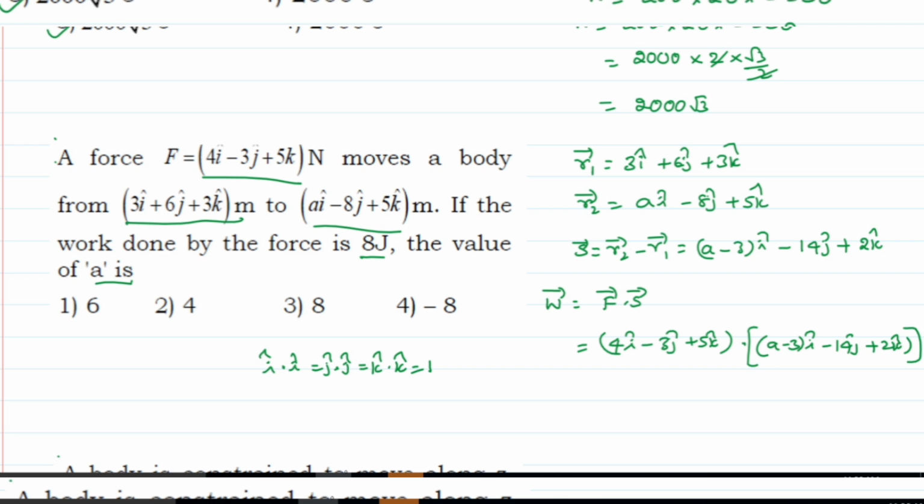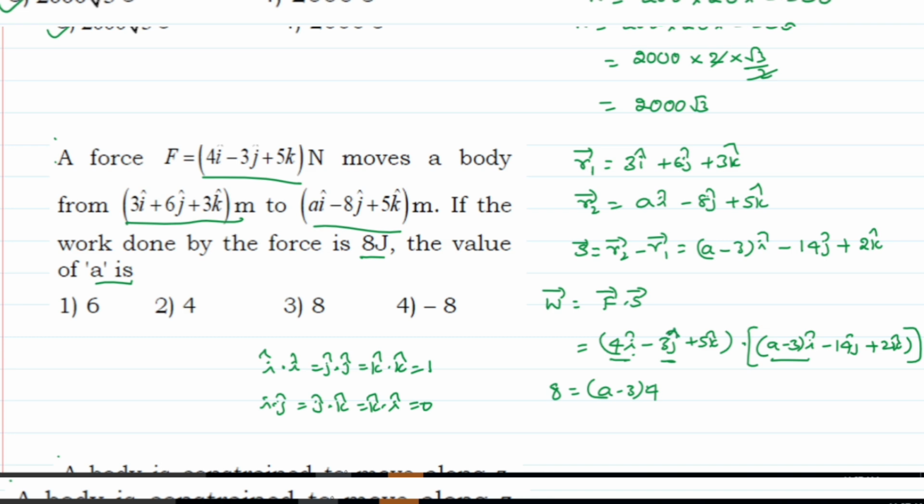Now just simplify this equation. Work done is already given as 8 joules. Do this dot product. Here we get (a minus 3) and 4, so (a minus 3) into 4, since i cap dot i cap is 1. At the same time, i cap dot j cap, or k cap dot i cap, is equal to 0. If you do the dot product with different i, j, k, you get 0.